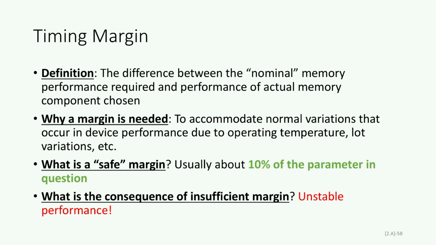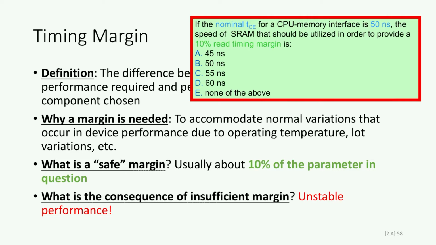Sometimes when the temperature gets hot, or when the chip isn't exactly as the specs say it's supposed to be, you get problems. So the question we had in class was: if the nominal TCE for a CPU memory interface is 50 nanoseconds, the speed of the SRAM that should be utilized in order to provide a 10% read timing margin is what? And so 10% of this is obviously 5 nanoseconds.